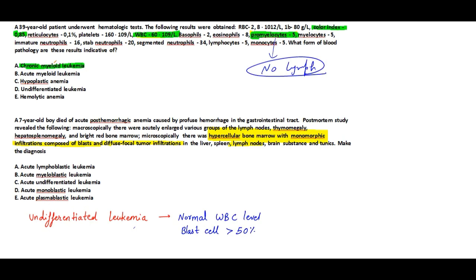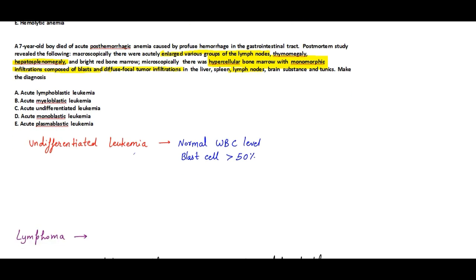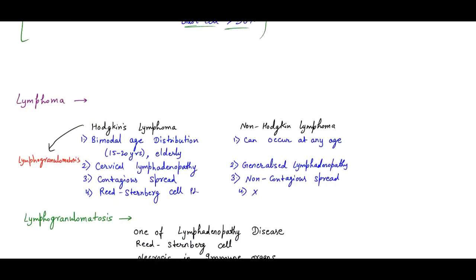Or we can see there are enlarged various groups of lymph nodes, and here the hepatosplenomegaly. So these are all characteristic features of lymphoblastic leukemia. Okay, and one more leukemia is there, that is undifferentiated leukemia. This is the simplest question. If in the question you are given normal WBC level and blast cells more than 50%, then it means undifferentiated leukemia. The next is about lymphoma.